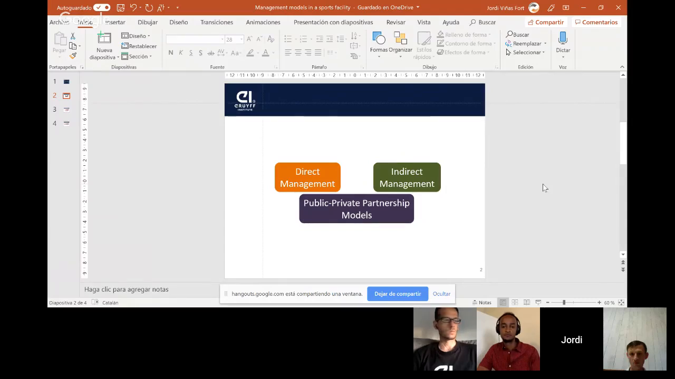Because obviously when I'm sharing a screen, I cannot see you. So what we're talking about is these public-private partnership models that go in a range from direct management to indirect management. As I said, by direct management, we understand a public facility that is managed by the local authority or by the government.